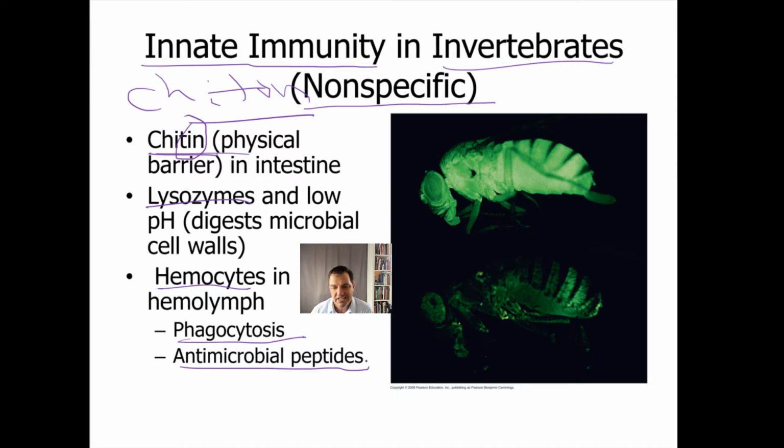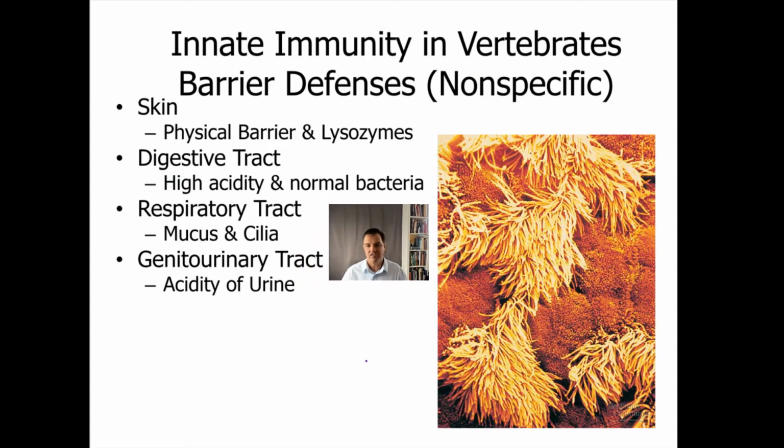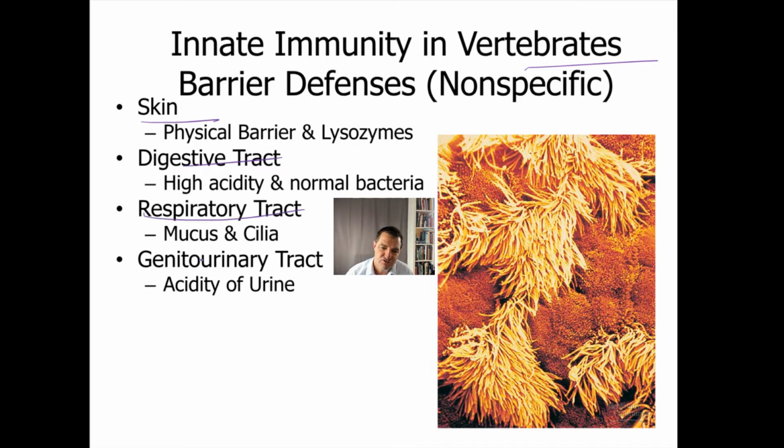But these are all innate. They're born with it, and they're non-specific because they don't really recognize, say, E. coli or staph. They work kind of on anything. And then we have innate immunity also in vertebrates, like our skin, our digestive tract, respiratory tract, genitourinary tract, the acidity of our urine, for example. We have a very acidic stomach, so lots of bacteria can't survive in our stomach.